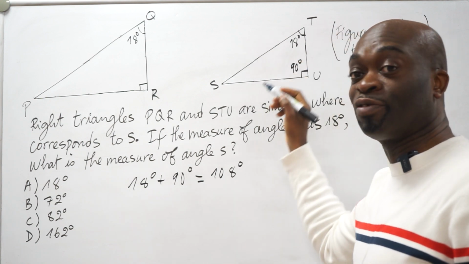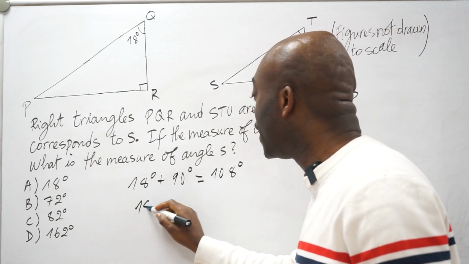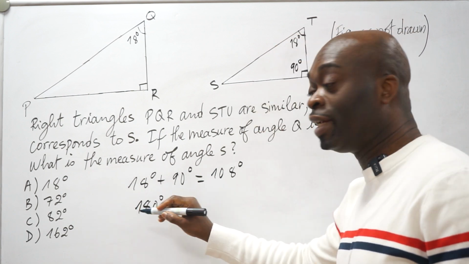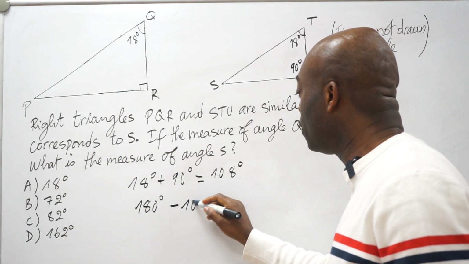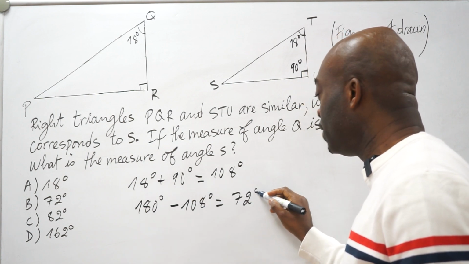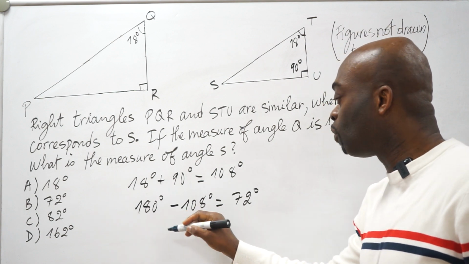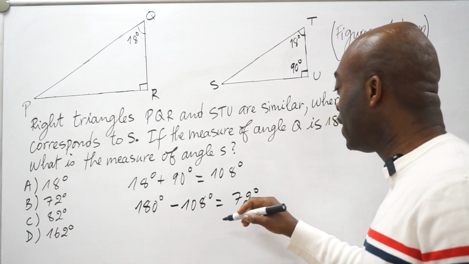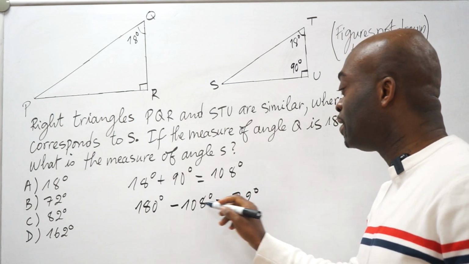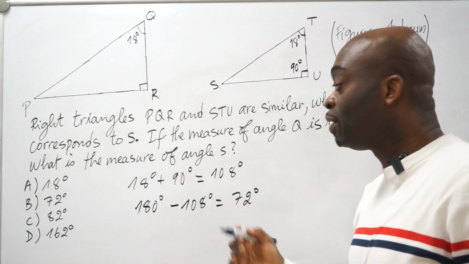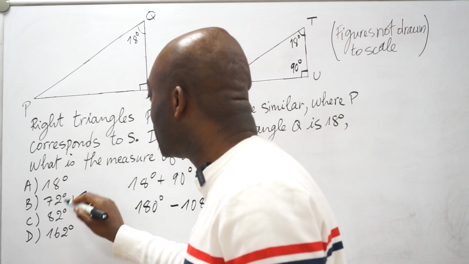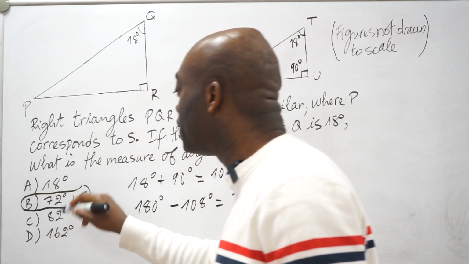We said the total is 180 degrees, right? So 180 degrees is supposed to be the total. So we're going to have to do 180 degrees minus 108 degrees, and that will give us what? 72 degrees. If you subtract 108 from 180, that gives you 72 degrees, right? Or if you add 72 to 108, you get what? 180, right? So B fits our answer here. And ladies and gentlemen, we are done.